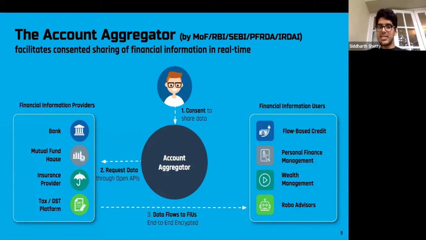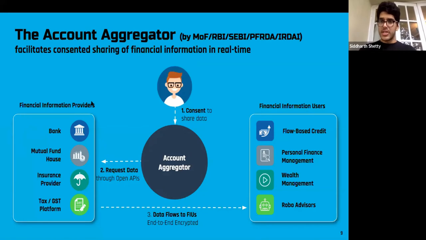And then if I say yes, in real time, the consent artifact that I showed you earlier gets generated by the account aggregator and sent to the respective financial information providers, who will internally fetch data from their internal systems, digitally sign that information, encrypt it and return it back. And that encrypted information will then be sent to the lender in near real time as well.